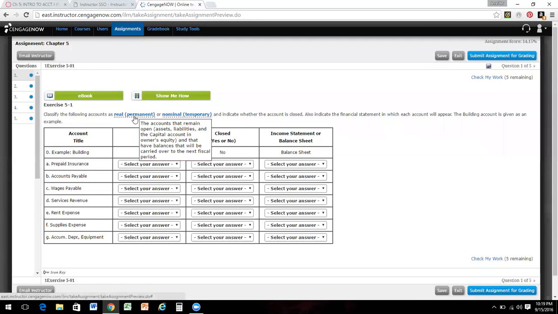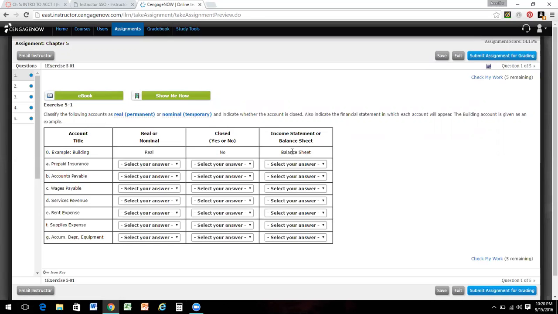But I want you to understand a real account or a permanent account versus a nominal or a temporary account. And I want you to know whether or not you close them out. So they give you an example of building. Well, building is an asset, right? So an asset is it real or nominal? Well, it's real. It's a permanent account. It's on the balance sheet. Is it closed out? No, because it's on the balance sheet.